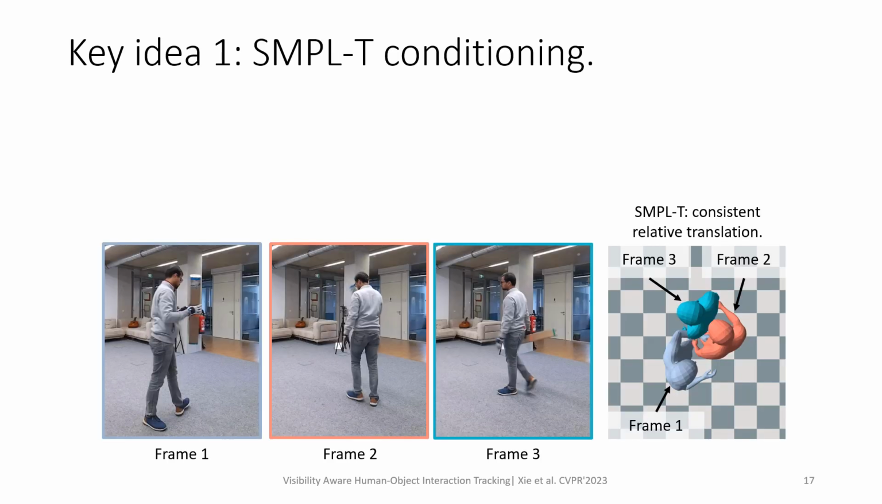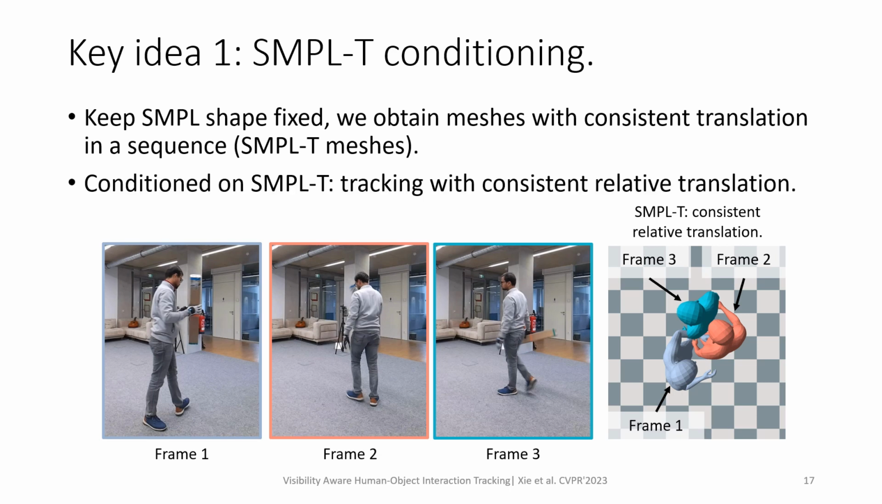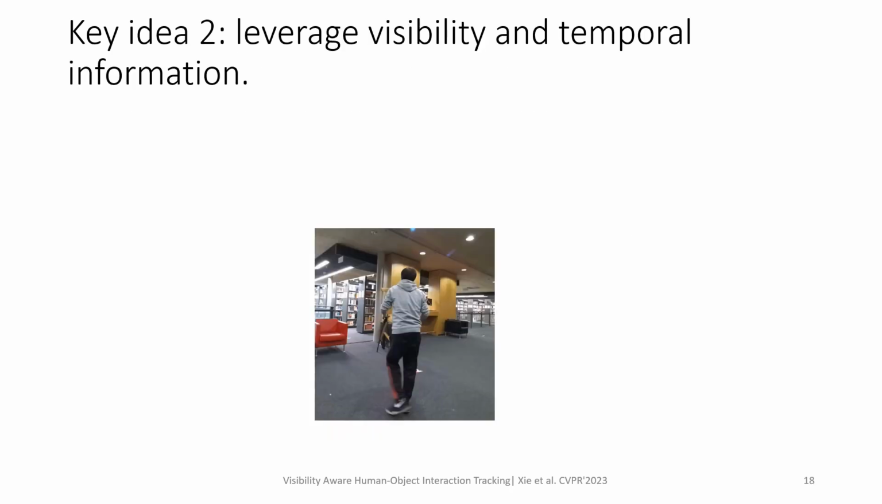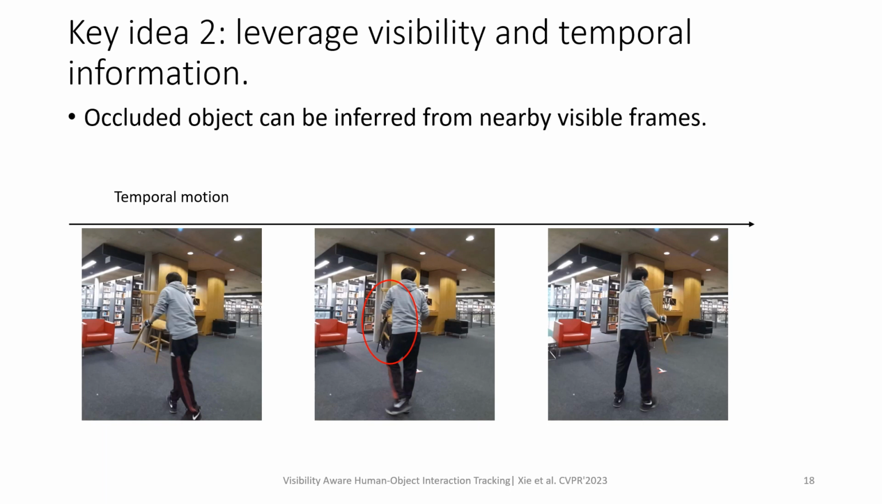We present two key ideas in our method. First, by using the same simple shape as reference for scale, we can obtain meshes with consistent translation, which we call SMPL-T. Conditioned on it, we can track the human with consistent relative translation. Second, predicting from a single frame is hard when the object is occluded. However, if we know how the human and object move in nearby frames, we can reason about the object given its visibility information. Hence, our second key insight is to leverage the information from neighboring frames to predict the occluded object.